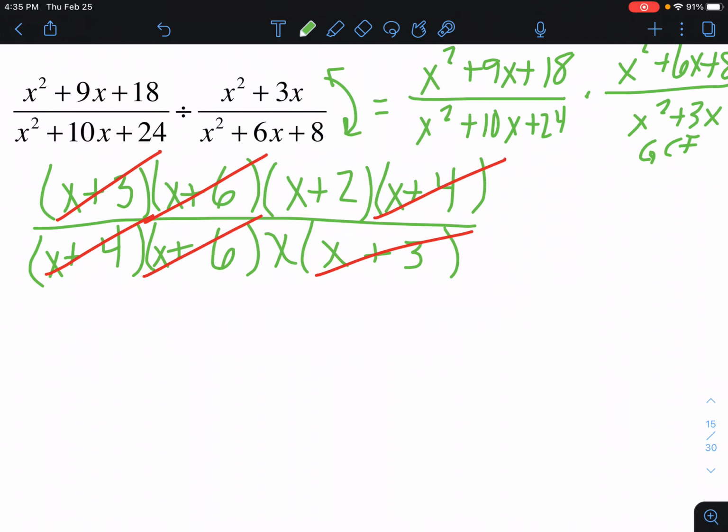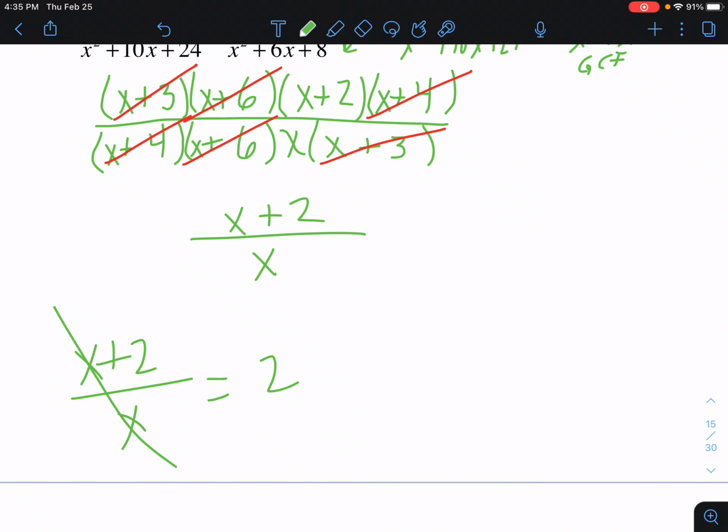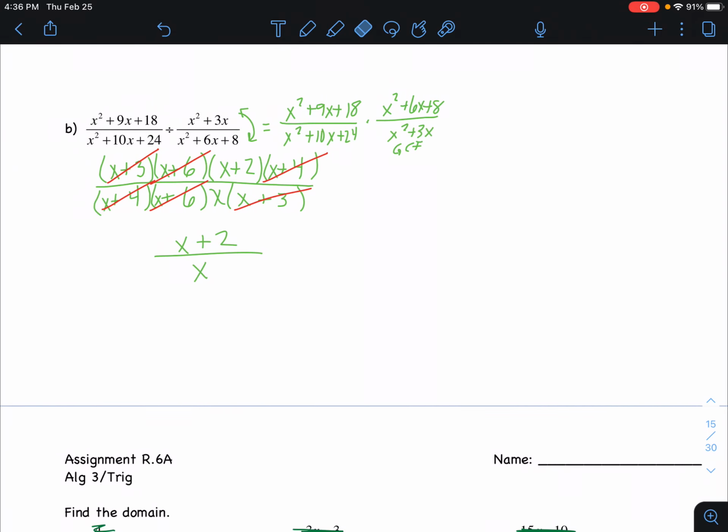And now we're ready to write our answer. We only have x plus 2 left on the top. And on the bottom, we only have the x. So that's done. By the way, please let me show you something. A lot of people do this wrong. They cross these out and they put 2. No, you are never allowed to do that. You're not allowed to cancel half a binomial with a monomial. That's never allowed. When it comes to canceling, we can only cancel whole binomials with matching whole binomials that are identical. That's a very common mistake that people make every year.